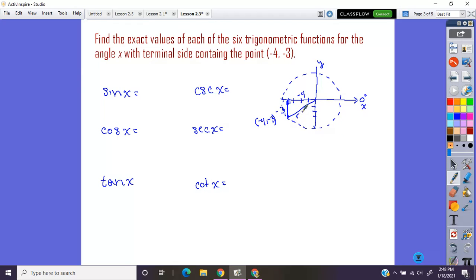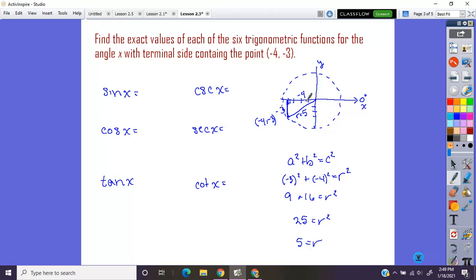And then this side right here is going to be our radius. To find the radius of any right triangle, we use a squared plus b squared equals c squared, or in our case here, r squared. So I'm going to plug this in: (-3) squared plus (-4) squared equals r squared. So 9 plus 16 equals r squared. So 25 equals r squared, or 5 equals r. My radius is always positive. If you're familiar with Pythagorean triples, this is also a 3, 4, 5 triangle.